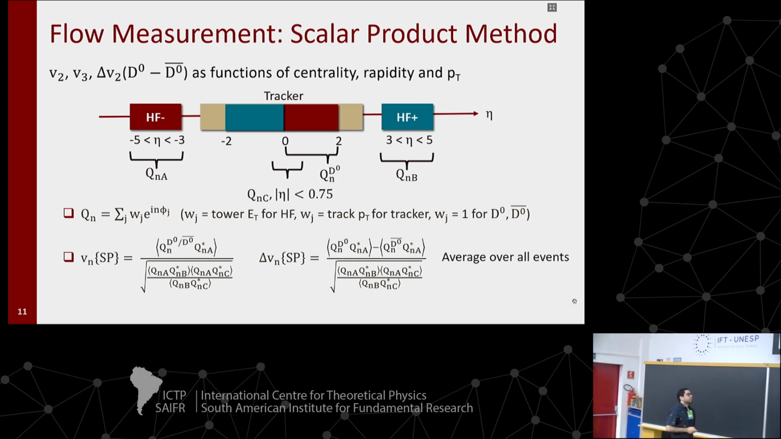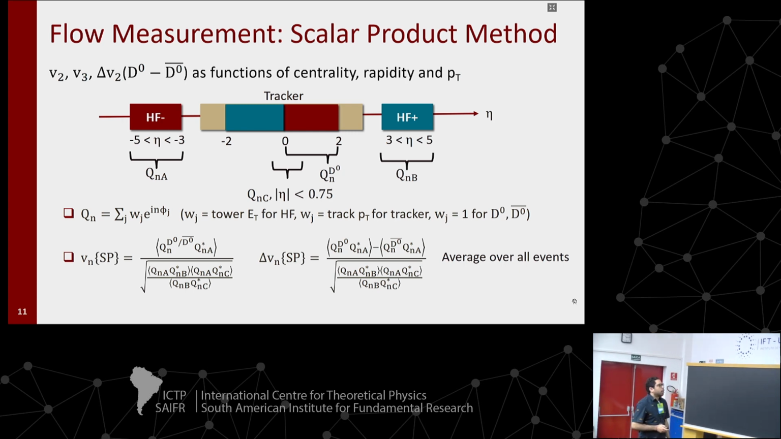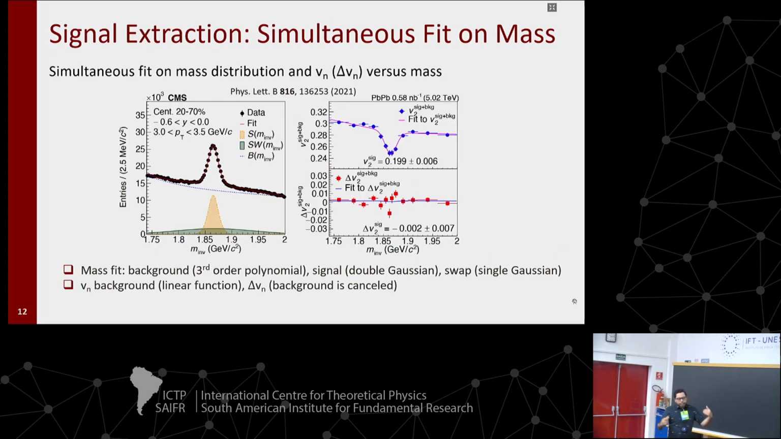The delta Vn is just calculated after the reconstruction. We can identify what's the D0 and the D0 bar based on the decay, based on the chart of the tracks. And then we calculate already at the level of the scalar product the delta Vn. So how will we extract the signal? Because I said in the reconstruction, if you do this in practice, you see that we have a lot of background. So what we do is that this is basically background, and then the peak is here.